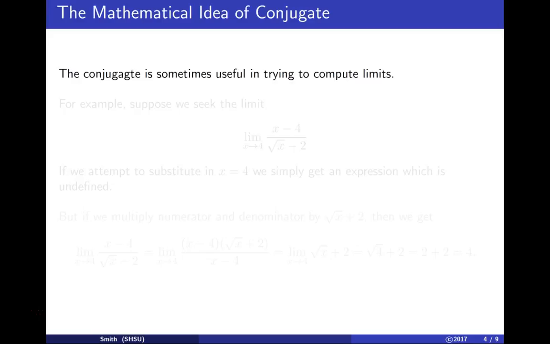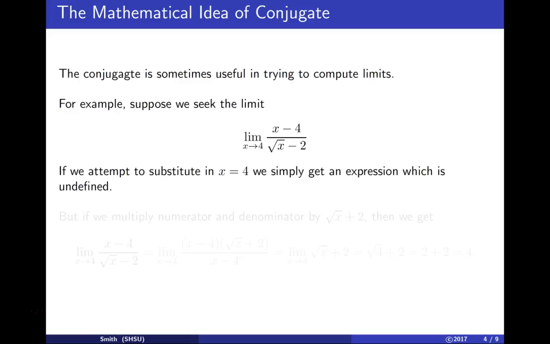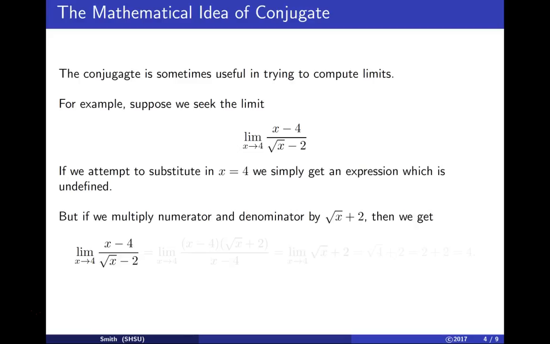The conjugate is sometimes a useful way in trying to compute limits. For example, suppose we have this limit as x goes to 4. If I attempt to plug in x equals 4, the denominator becomes 0, and so my expression is undefined. But if we take that denominator, the square root of x minus 2, and we recognize that it has a conjugate, the square root of x plus 2, and so multiply both numerator and denominator by the square root of x plus 2, then the original expression becomes this expression.